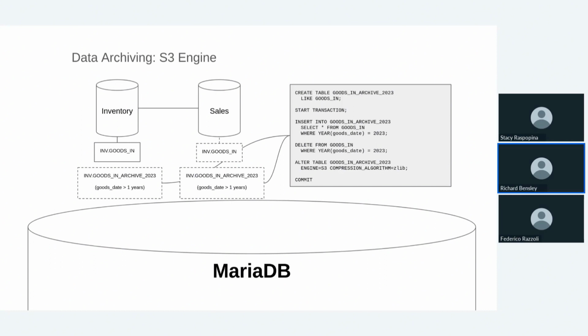And in this example, I'm creating a goods in archive, which both these servers can see because there's one table in S3. And I just created a table like the goods in archive. The goods in, created an archive, start transaction, select from one to another, perhaps where it was last year's data, deleted from the current one. When I did the alter table to engine equals S3, I was able to choose a custom compression algorithm. And it's worth noting, this is a read-only operation.